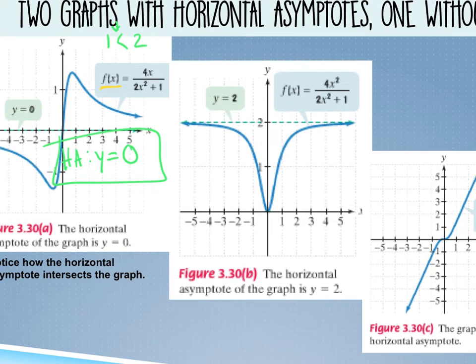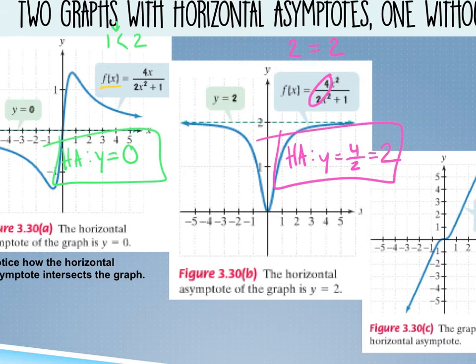All right, and the second one, what's the degree of our highest polynomial in the numerator? The degree, not the coefficient, 2. What's our highest degree in the denominator? 2. 2 is equal to 2, so what do we know about our horizontal asymptote? It's y equals the coefficient of our numerator over the coefficient of our denominator. So this would be 4 over 2, which is equal to 2. So our horizontal asymptote is y is equal to 2. Oh, so you actually divide it? Yeah, we simplify.